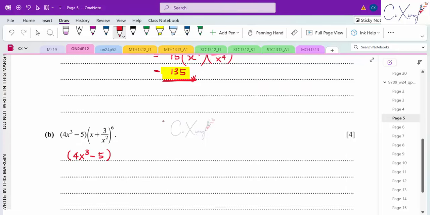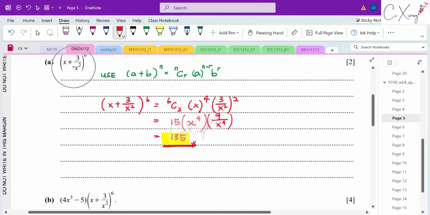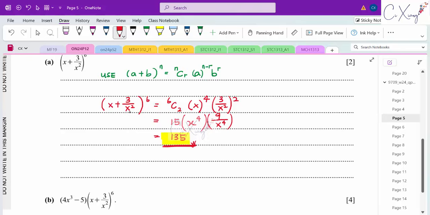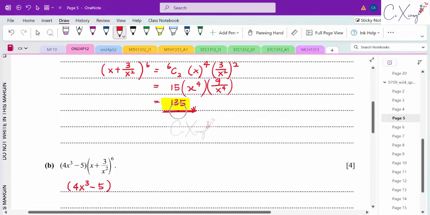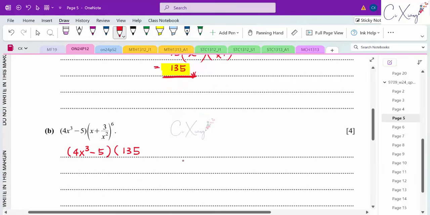For the second bracket here, basically it is what we have in part A. So I know that for (x plus 3 over x squared) power 6, to get the independent of x term, one of them is 135. So I'll put 135 here. Substitute 135 directly, and then you try to figure out the answer. If let's say I have 135 here, right?